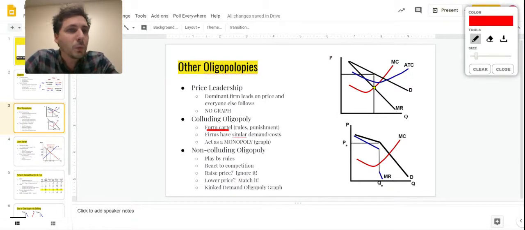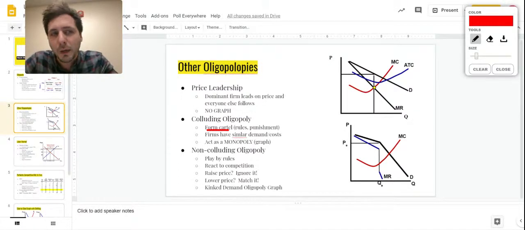And so what they do is they create rules for how to play the game, and they punish anybody that is going to cheat. Because even when I'm doing a colluding oligopoly, there's still an incentive to cheat and get more money by doing the thing that other people think I'm not doing.